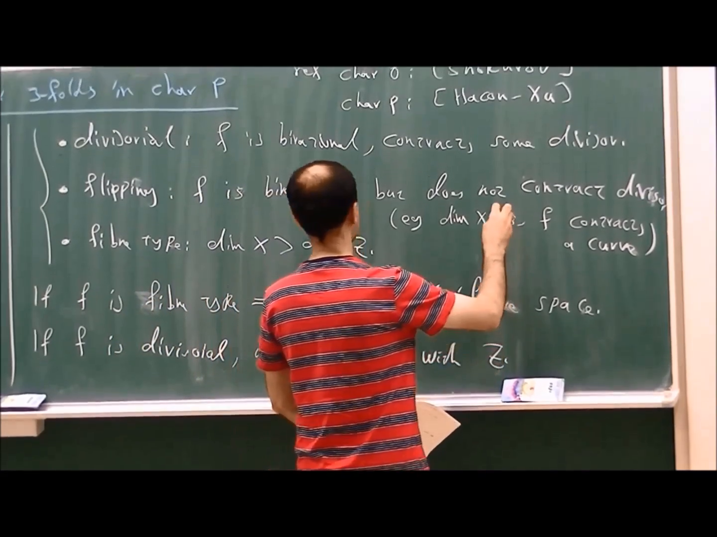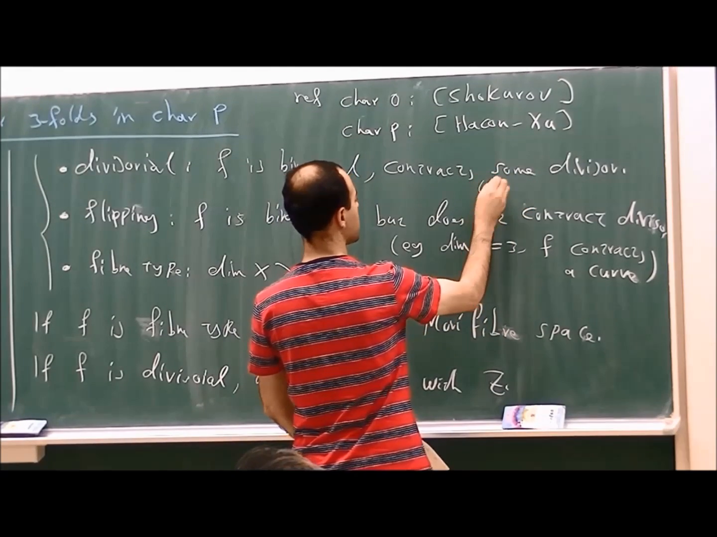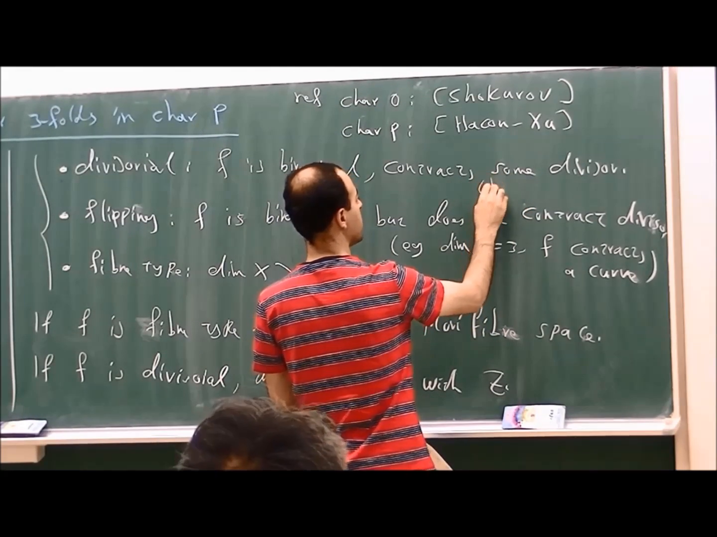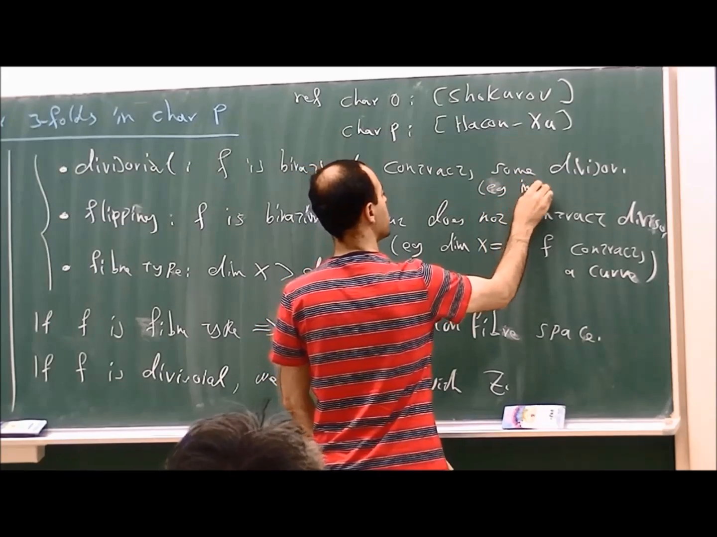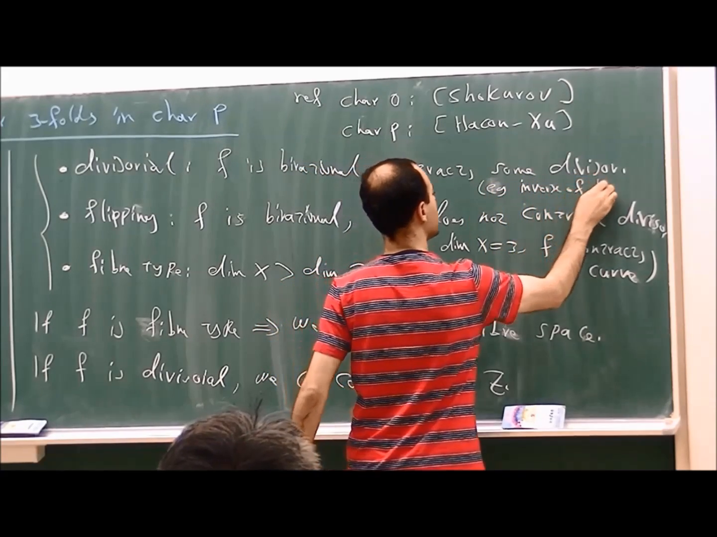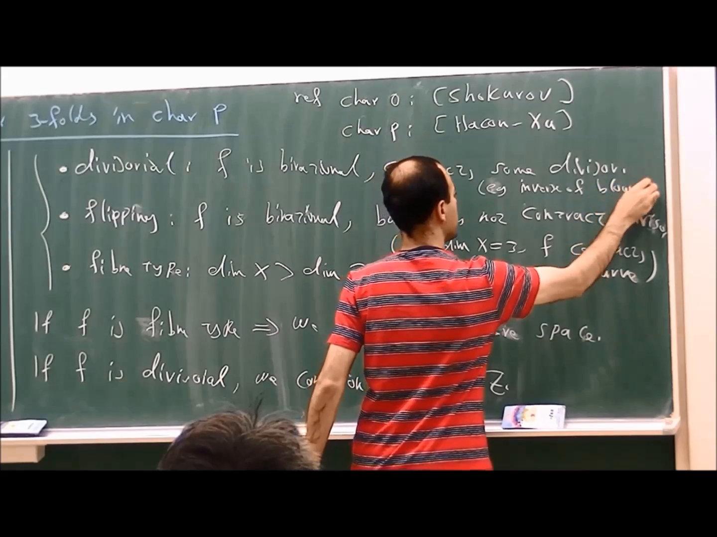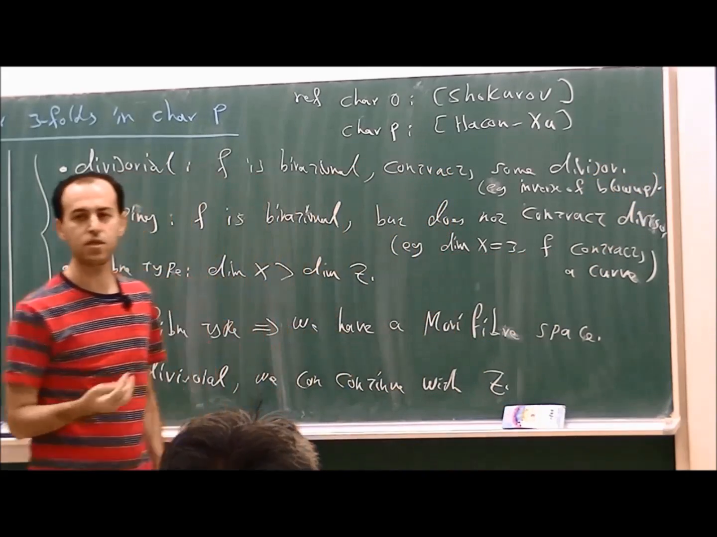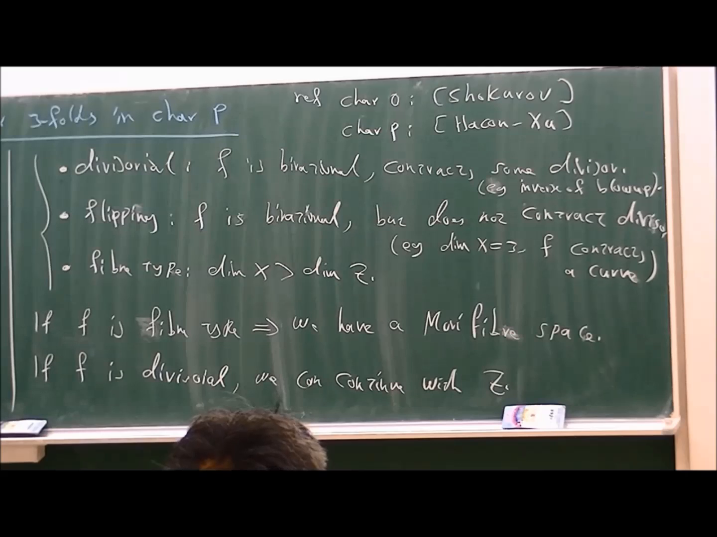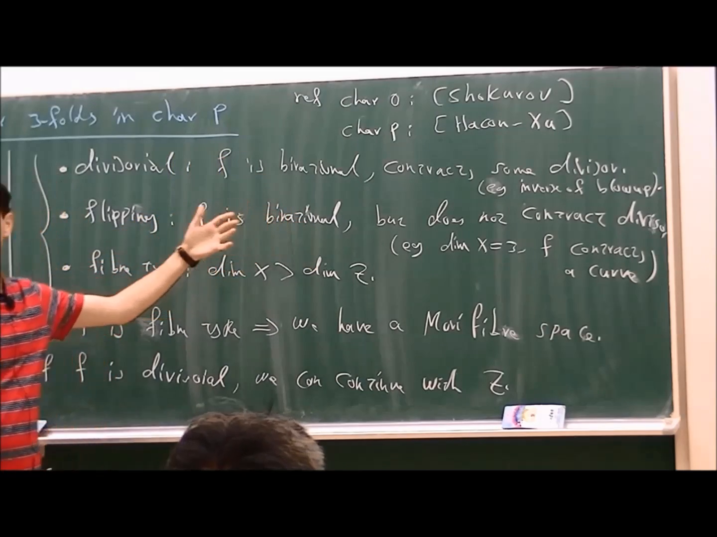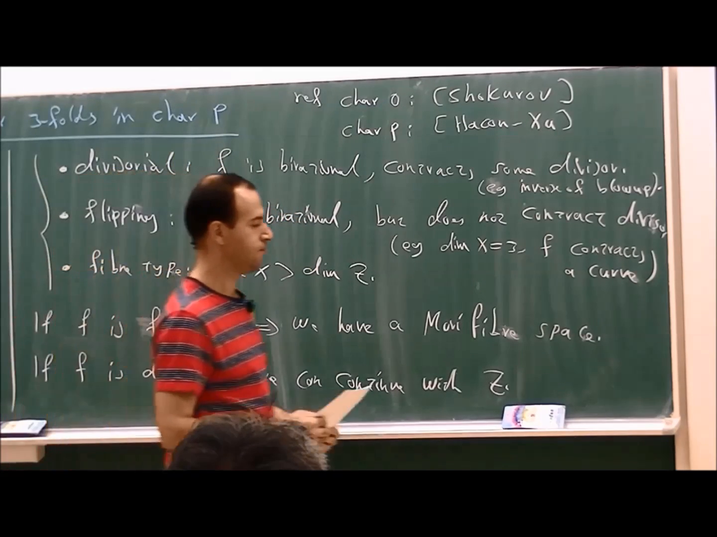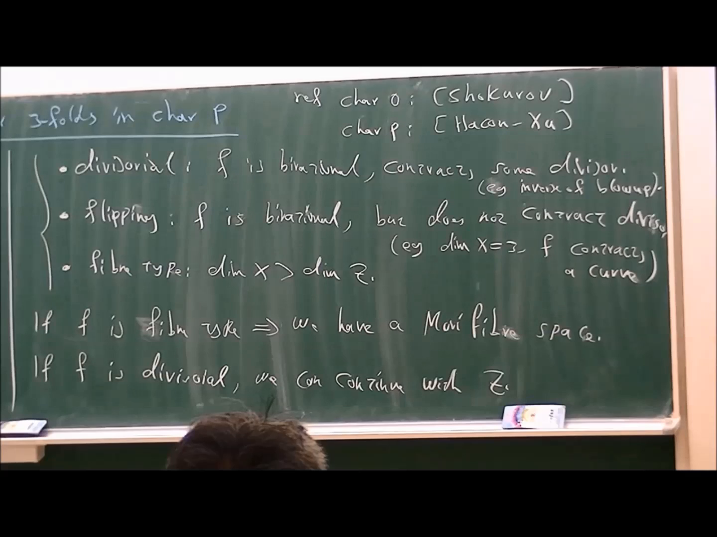So one obvious example of divisorial contraction is just a blow down, so the inverse of a blow up. For example, if you have a smooth variety, you can blow it up. And blowing down means the inverse of that operation. So that's one typical example of divisorial contraction.